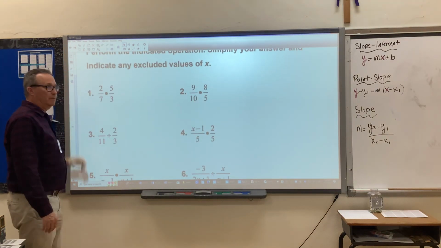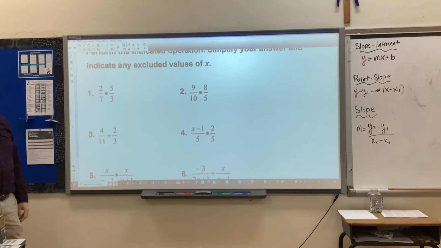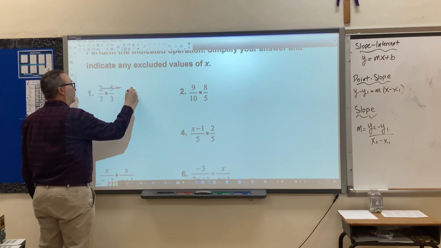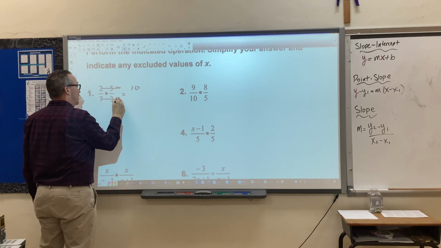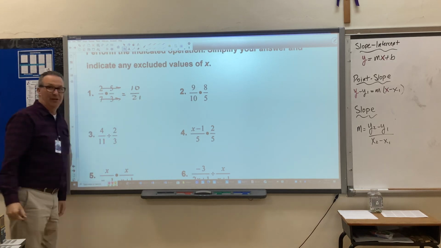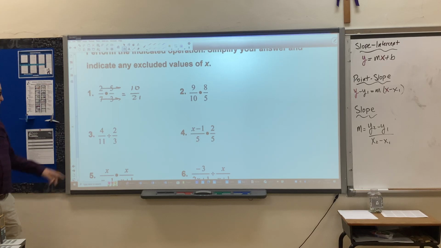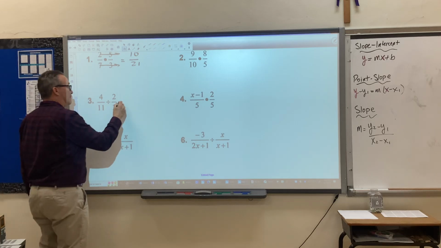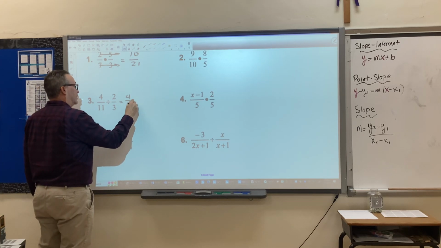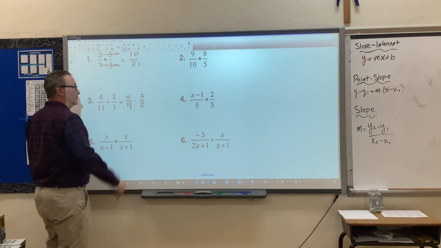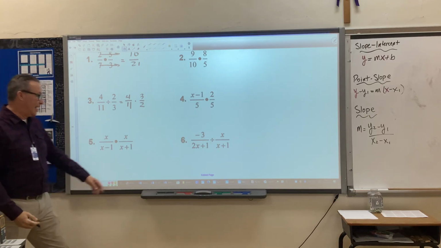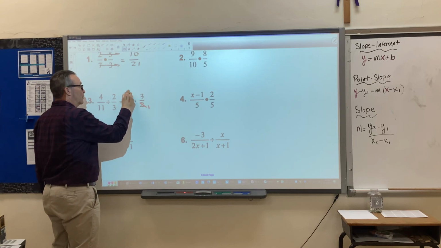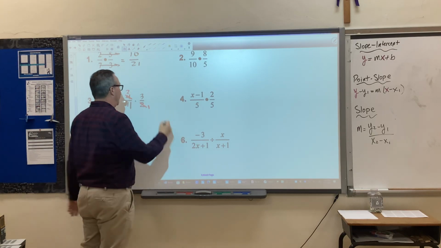Here's how this works. Multiplying fractions. You just multiply the tops to get the top, and the bottoms to get the bottom. Then reduce it if you can. Or dividing fractions. Remember how to do that? That's 4 elevenths times 3 halves. And you can cross cancel before you multiply. 2 goes into 2 once, 2 goes in 4 twice. 6 elevenths.